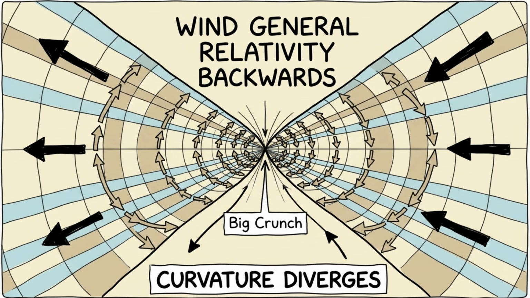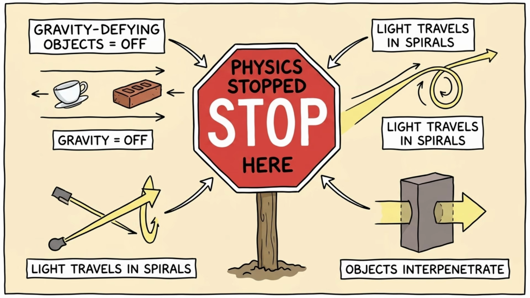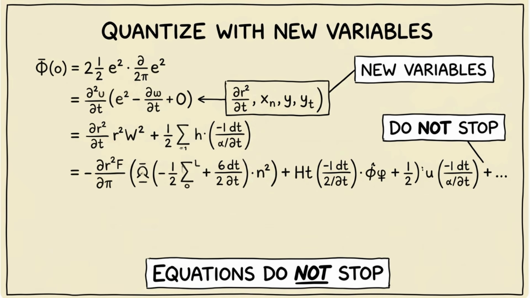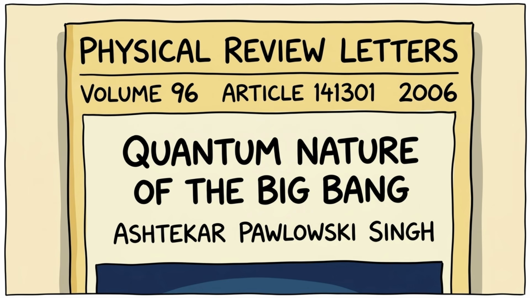What the existing theory said about the beginning was unambiguous. Wind general relativity backwards and the curvature diverges. Density goes to infinity, the equations produce meaningless output, and the theory declares its own failure at a point roughly 13.8 billion years ago. Everyone agreed this was where physics stopped. Quantize it with the new variables, and the equations do not stop. The density climbs, reaches a maximum, and turns over. Abhay Ashtekar, Tomasz Pawlowski, and Parampreet Singh published this in Physical Review Letters, Volume 96, Article 141301 in 2006, in a paper called Quantum Nature of the Big Bang.